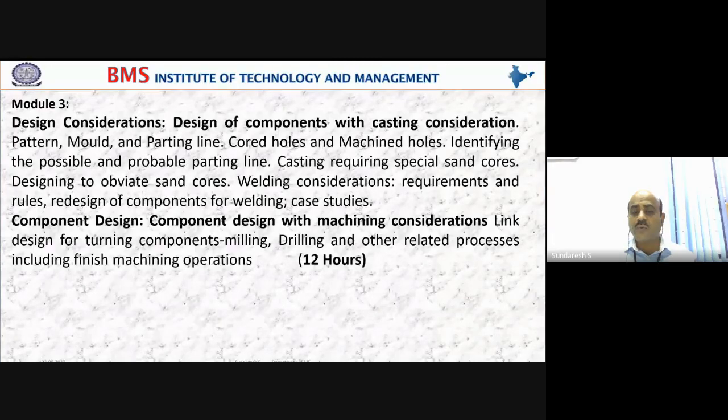And afterwards, we will have welding considerations. So what are the requirements and the rules? Redesign of components for welding and case studies. So this is the first part.